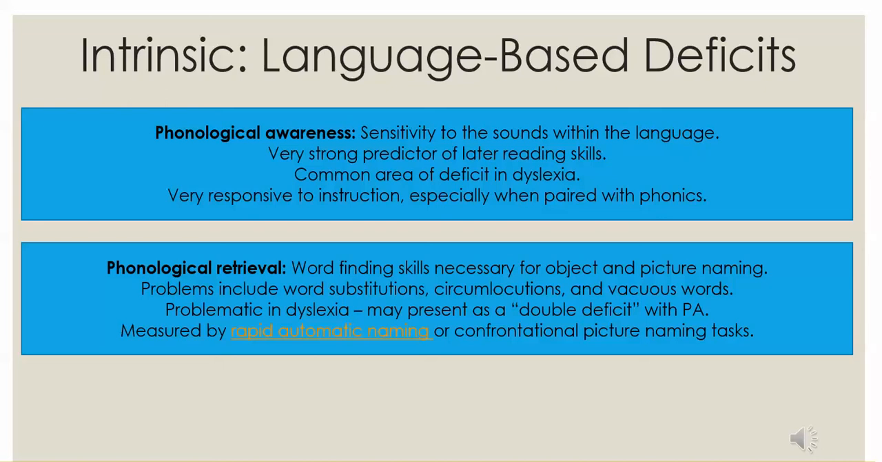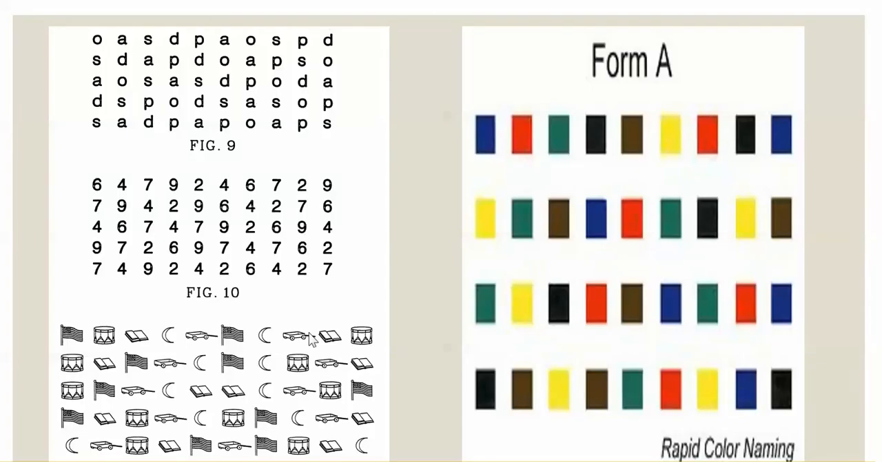So they have a hard time naming words, plus they have a hard time manipulating the sounds within the language. And this is often measured by rapid automatic naming. You'll hear that called RAN in the literature, or a confrontational picture naming task. I have an example here to show you. So these are some examples of how you would measure rapid automatic naming.